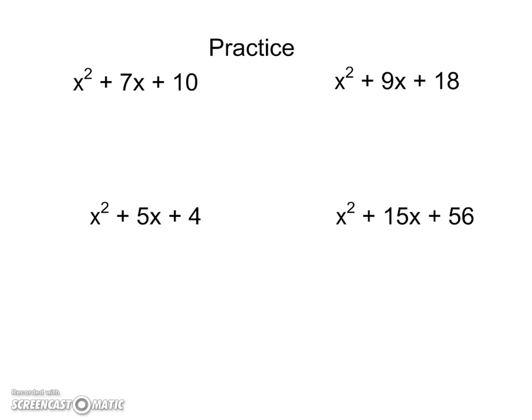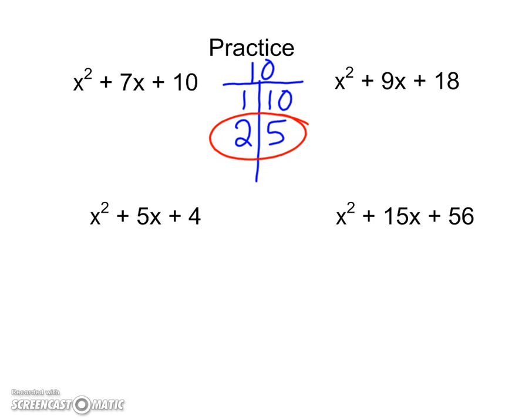So let's see if we can practice. I'm going to do one, and then you can do some on your own. This would be 10 as the third term. We want to find the numbers that multiply to make 10 and add up to 7. Well, 1 and 10, and 2 times 5. Which of those pairs add up to 7? It would have to be the 2 and the 5. So we're going to have x plus 2 and x plus 5.